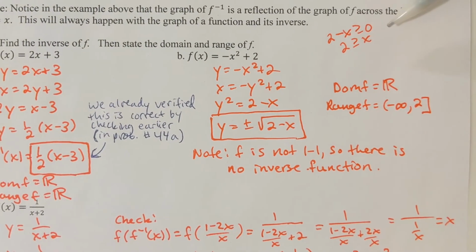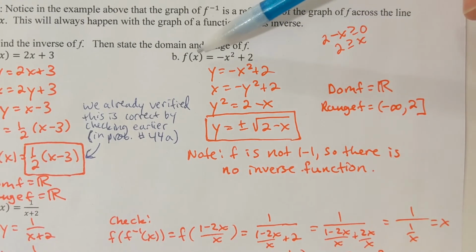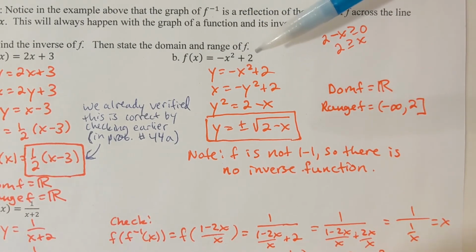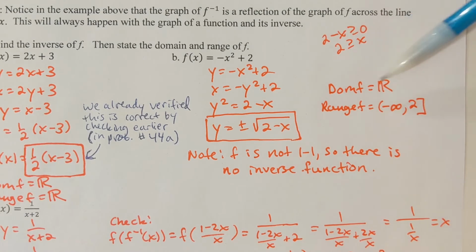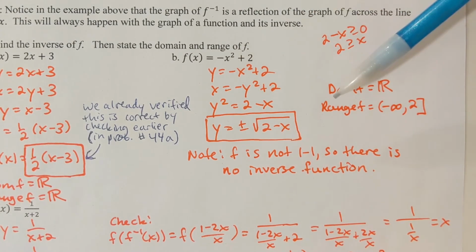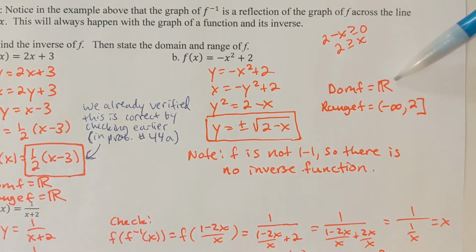Let's state the domain and the range of f. Okay, so f is a quadratic function. We did things with quadratics quite a bit, and the domain of any quadratic is all real numbers. Like I could square any number, multiply by -1, and then add 2. I could do that to any number I want, right?